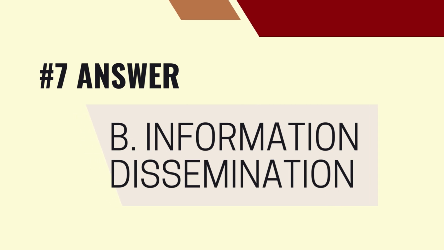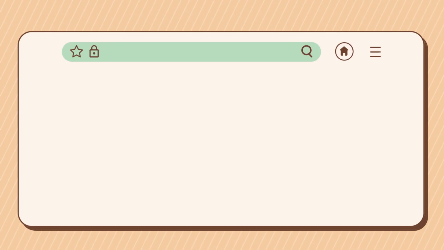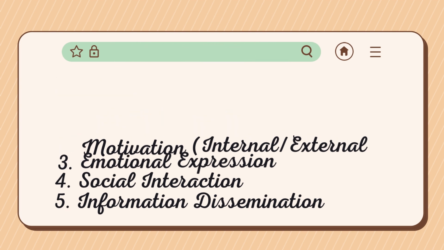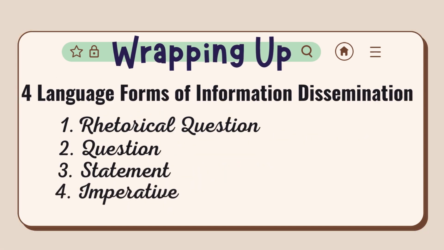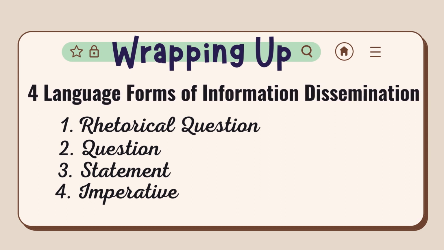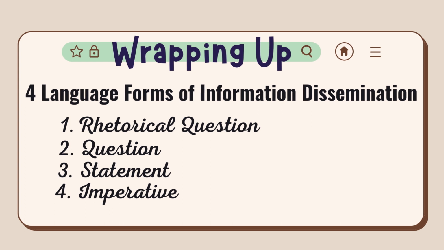And that concludes the 5 functions of communication which we have discussed in the class and via the video lesson. And they are the following. Control, regulate. Motivation, which may be internal or external. Emotional expression. Social interaction, and information dissemination. And the 4 language forms of information dissemination are rhetorical question, question, statement, and the imperative.